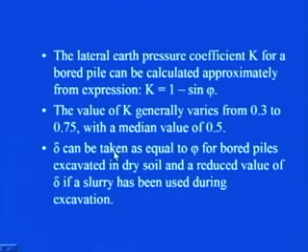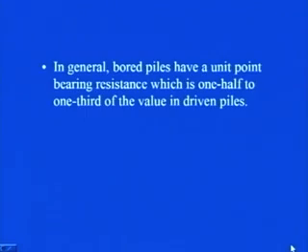Delta can be taken as equal to phi for bored cast in situ piles in dry soil, and a reduced value of delta if a slurry has been used during the excavation. So, in bored piles you have to create some excavation, and if you are using a slurry to stabilize or facilitate the boring, in that case you can reduce the value of delta. Otherwise, you can take delta to be equal to phi for bored piles excavated in dry soils.